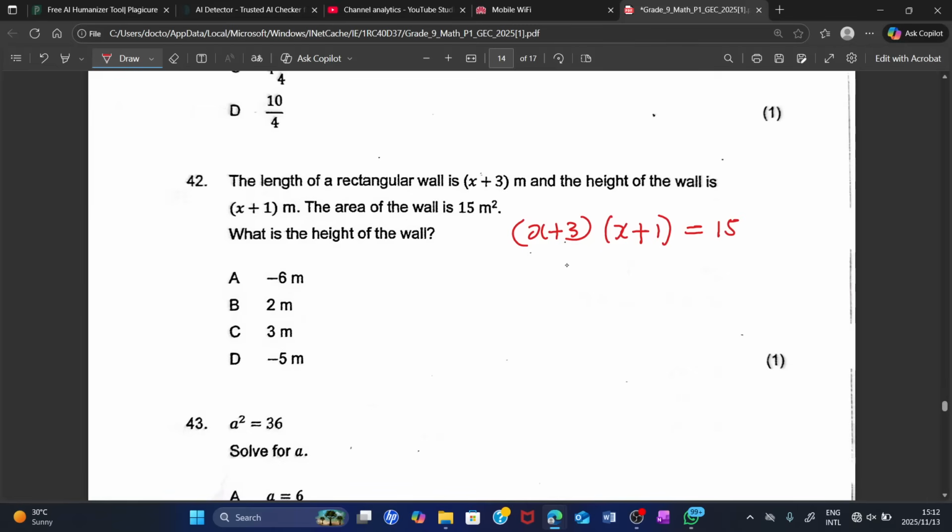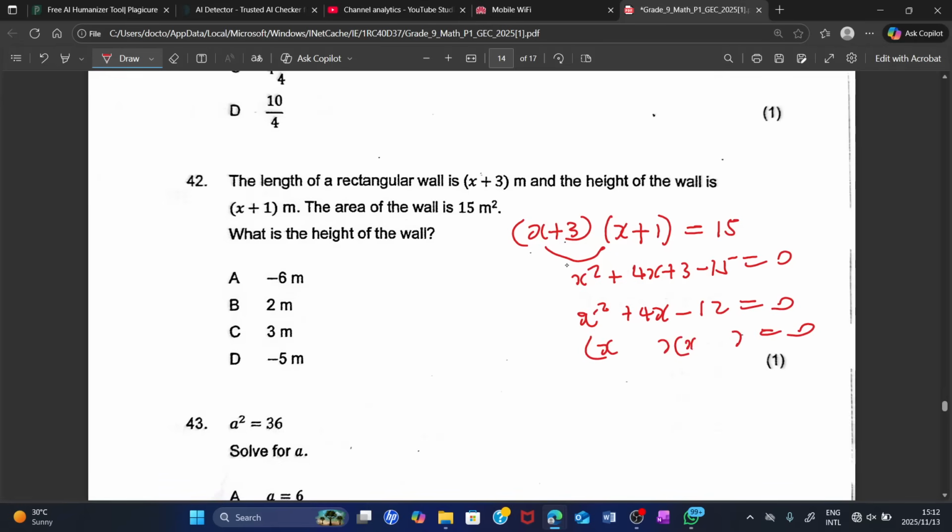And then now we say x squared plus 4x plus 3 minus 15. Solving here. So it will be x squared plus 4x minus 12 is equal to 0. We can factorize this. This is what the question was all about. X and x, it gives you 6 and 2, plus and minus. So x is equal to minus 6 or x is equal to 2.